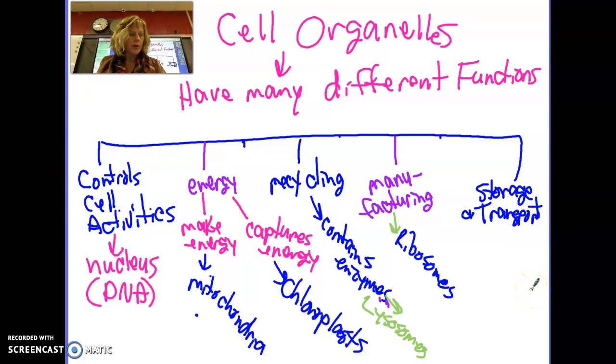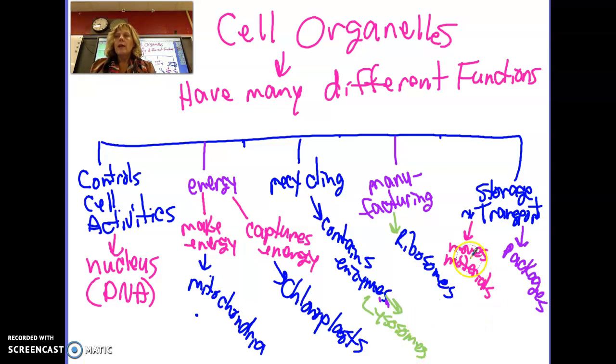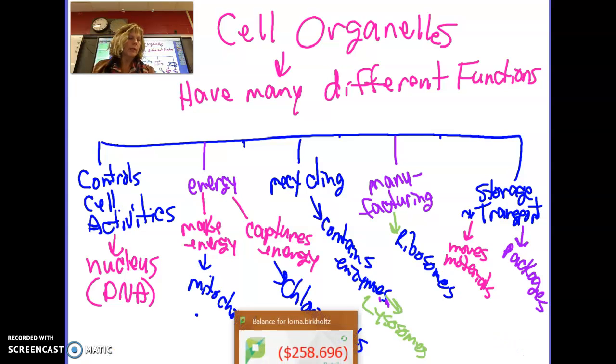And then the last part, storage and transport. So there's a few processes that have to happen. So storage and transport, so there has to be movement of materials. So we have to both move materials around and we have to be able to package up materials because some of them are going to be exported out of the cell and they have to be in nice, neat little packages. So there's a couple of organelles that are really important.